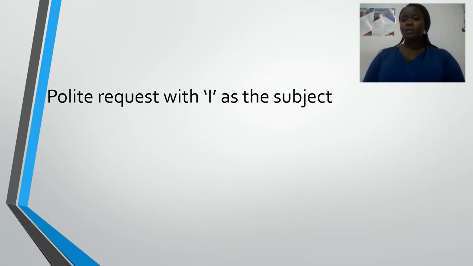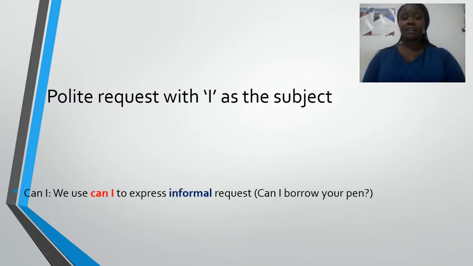The three modals are can, may, and could. Actually, there are four, and the fourth one is might. But we are not going to be looking at might today. We are just going to be talking about can, could, and may. So now let's look at these modals with I. The first one we are going to be looking at is can I.